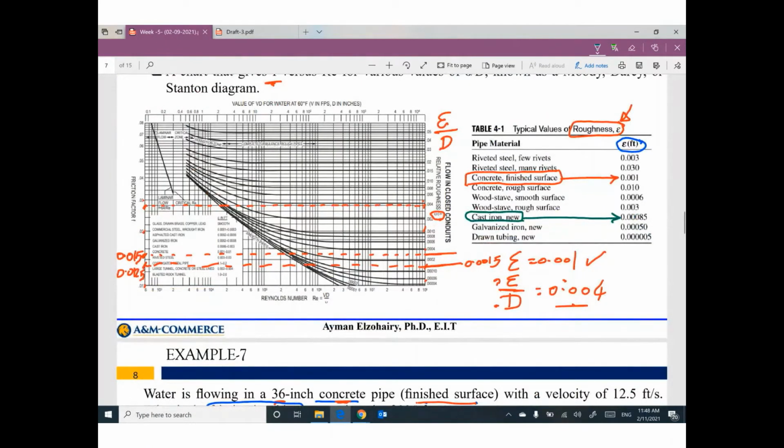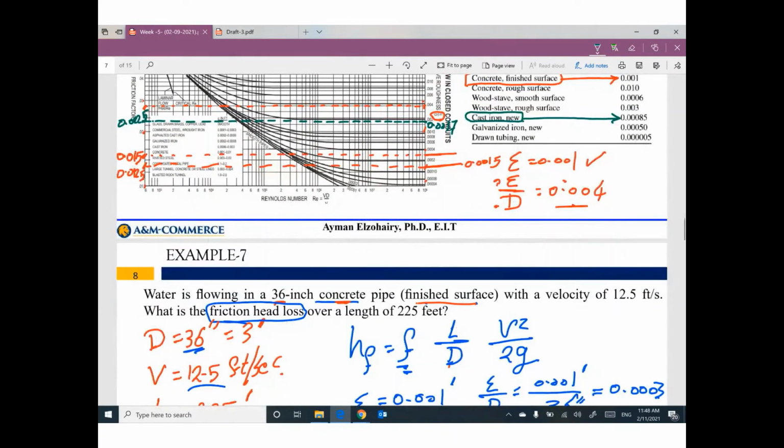Okay, let's use it. 0.0017. So I believe 0.0017 is something here. If you go to the other side, we can figure out the value of F, 0.02, 0.03. So I think this one will be 0.0225, probably.